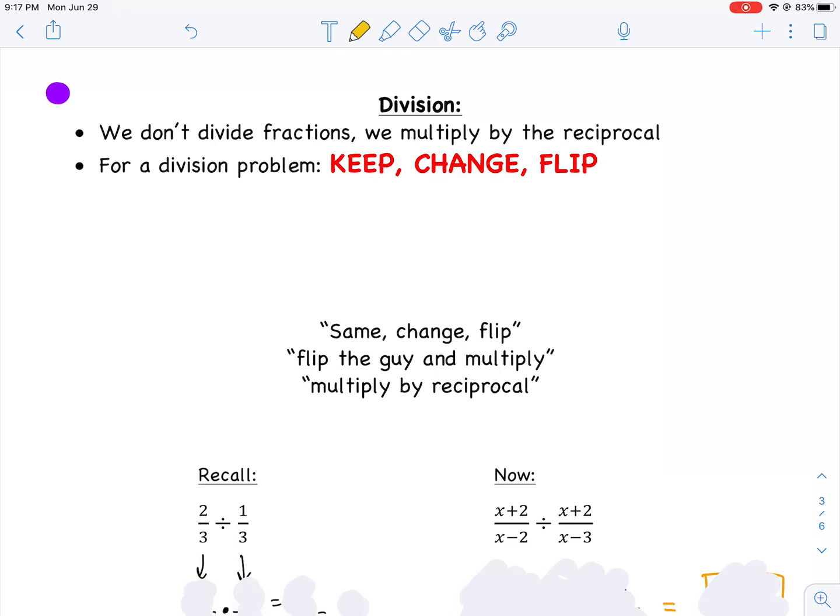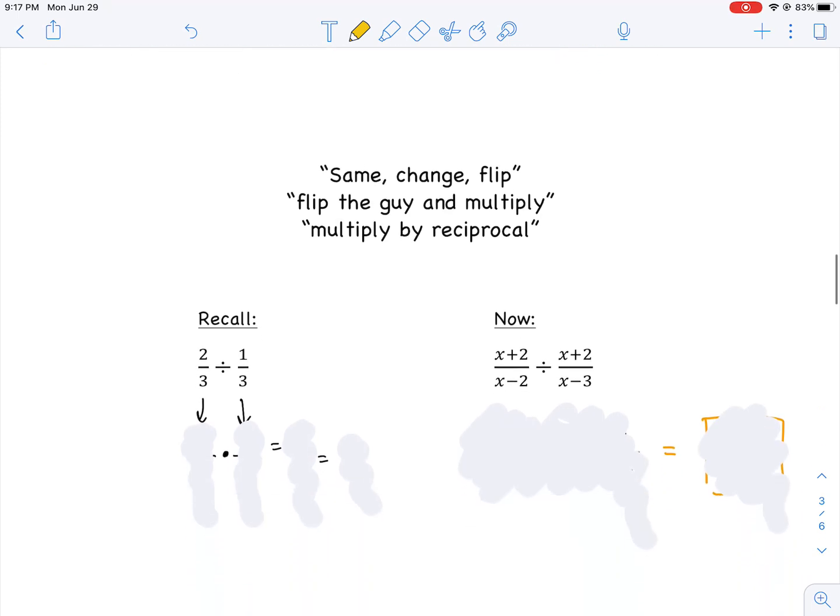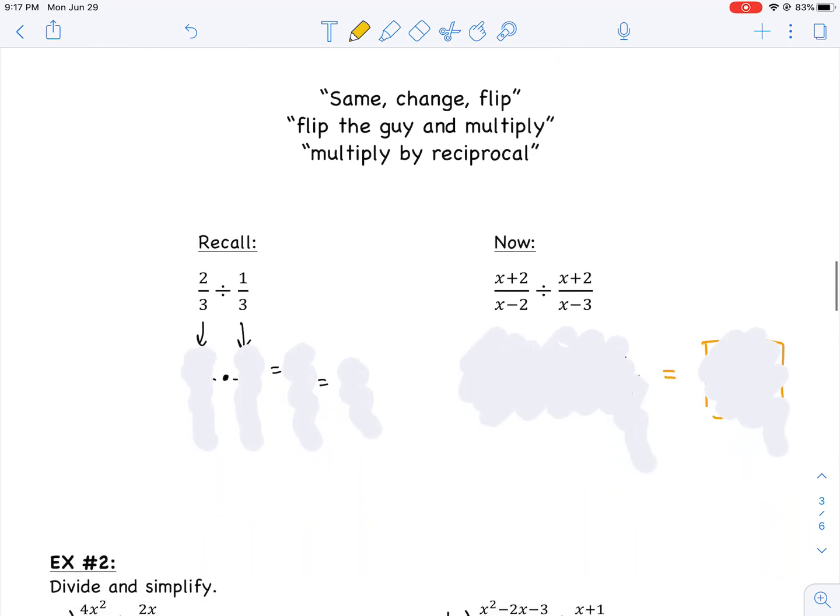Okay, so now that we've talked about multiplying rational expressions, let's talk about dividing. If you remember back in the day, there's an algorithm when we divide fractions that we actually don't divide fractions. We can multiply by its reciprocal. You can remember it as keep, change, flip, flip the guy and multiply, or just multiply by the reciprocal.